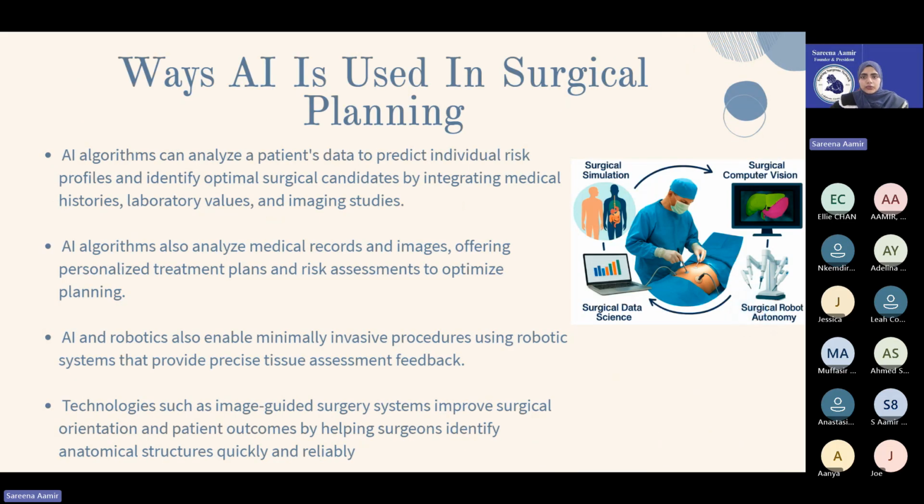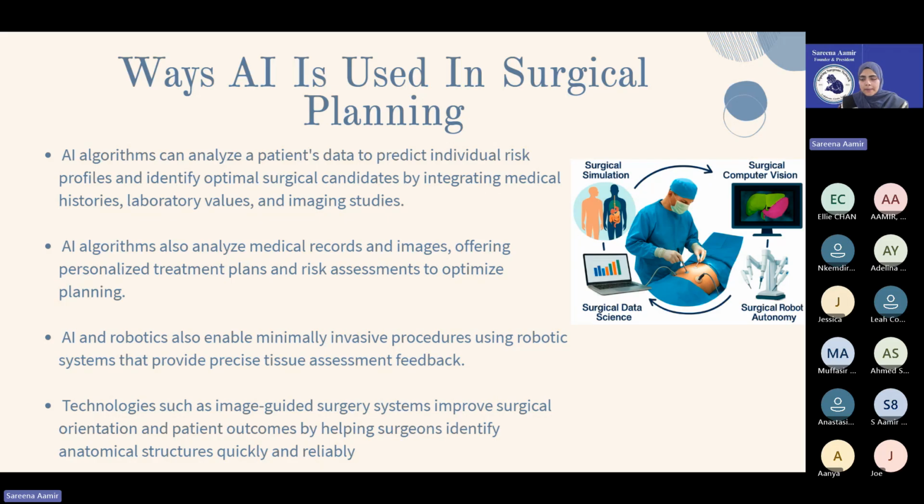Ways AI is used in surgical planning. So AI algorithms can analyze a patient's data to predict individual risk profiles and identify optimal surgical candidates, integrating medical histories and laboratory values and imaging studies. So again, this is a very complicated way of saying that AI algorithms can analyze a patient's data to predict individual risk of complications in this procedure.